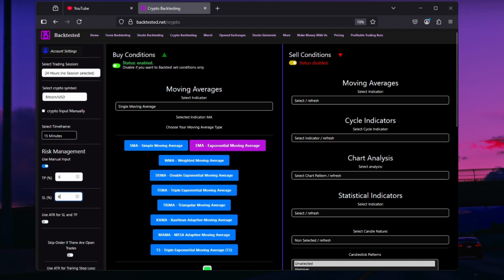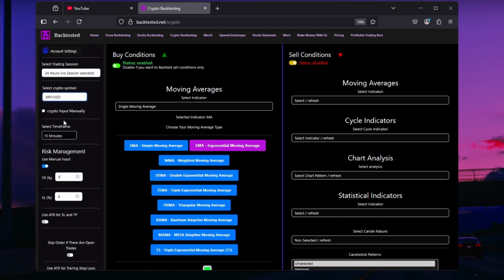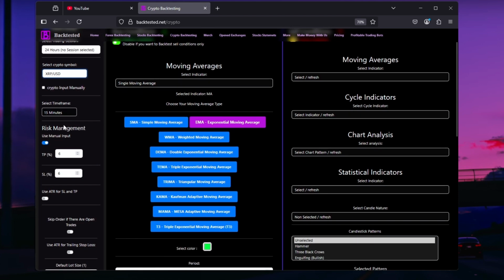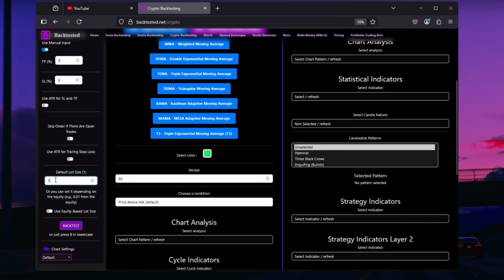I would not change anything in the account settings or the trading sessions. Instead, I will go ahead and select the XRP-USD and leave the time frame as it is. Feel free to select and test what you want. We offer Forex and stocks also, alongside crypto, because this is a crypto interface.